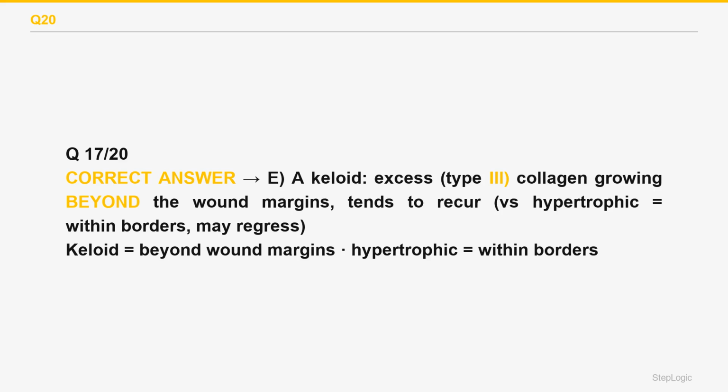The contrast with the hypertrophic scar is the key point. A hypertrophic scar is also raised from excess collagen, but it stays confined within the original wound boundaries and often regresses over time. So the distinguishing rule is the wound margin. A keloid grows beyond the original wound and persists or recurs. A hypertrophic scar stays within the wound and may regress. A scar extending beyond the wound margins with excess type 3 collagen and a tendency to recur is a keloid.